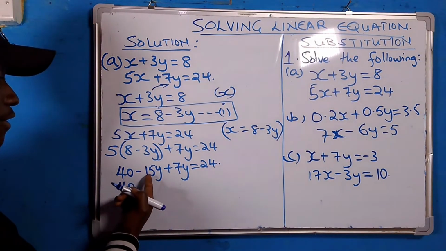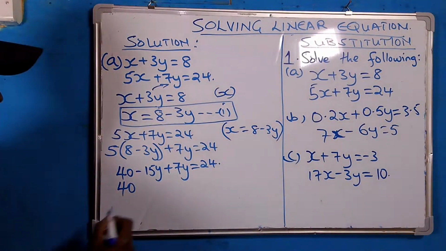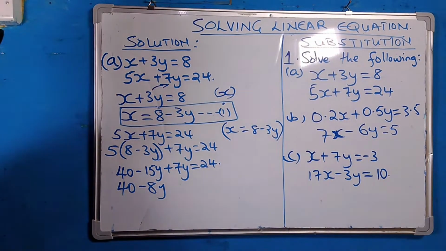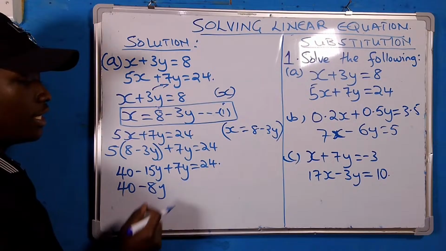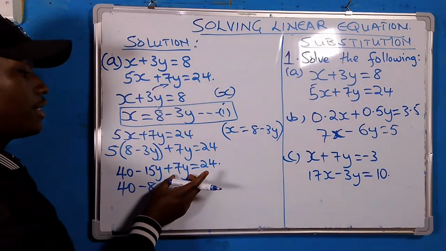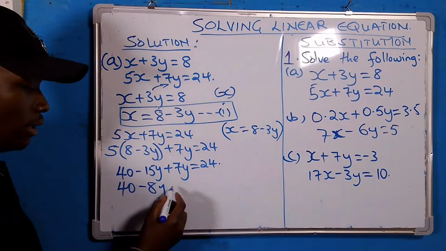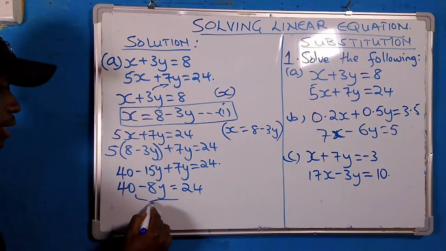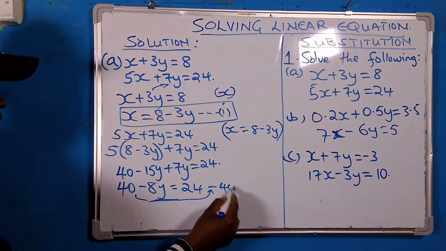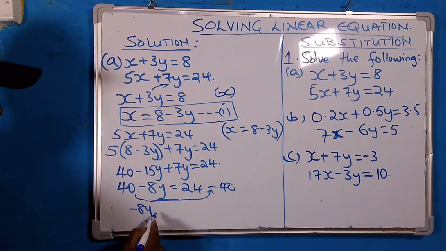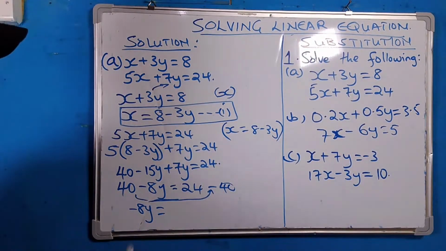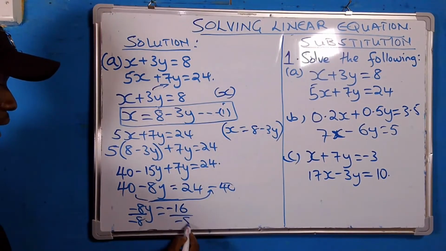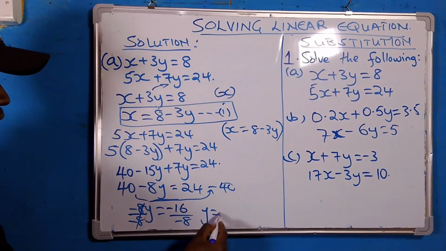40 minus 15y plus 7y will give us minus 8y. In simple terms, if you owe someone 15 shillings and then you pay that person 7 shillings, you will remain with a debt of 8 shillings, then is equal to 24. So we will take 40 to the other side of the equal sign and have minus 40, where we now have minus 8y is equal to 24 minus 40, which is equivalent to negative 16. So we will divide both sides by negative 8 to get our y as 2.